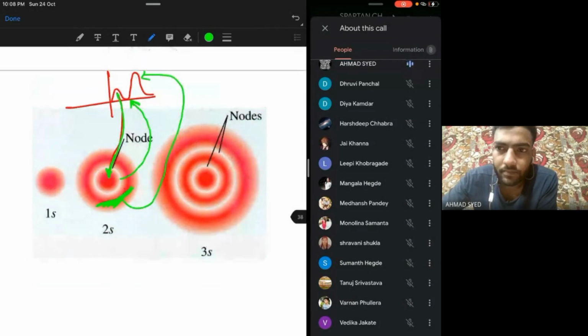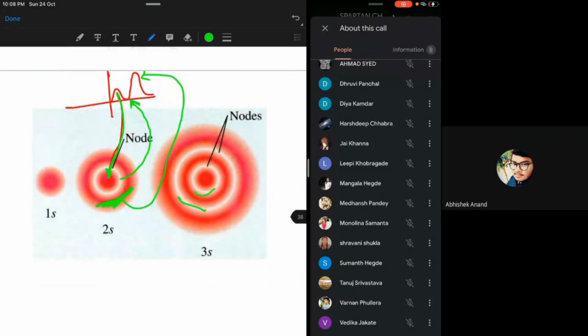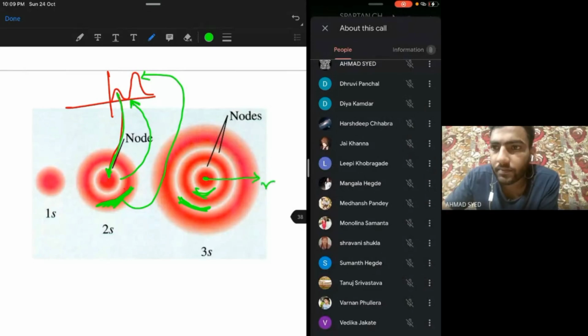What are these nodes? Radial or angular nodes? No, they are radial nodes, because this is with radius. See, this is with radius. You are having 0 values.